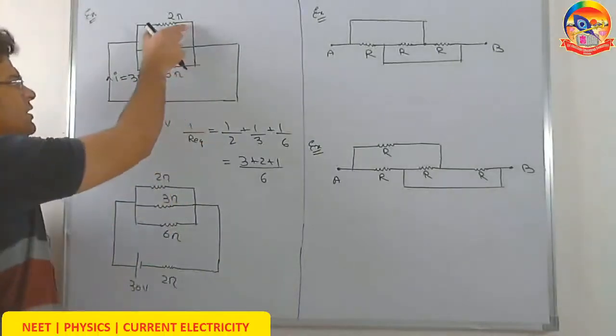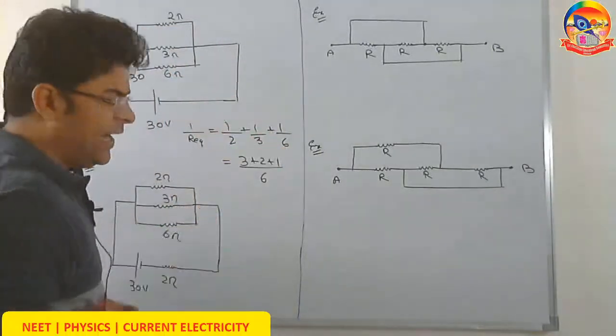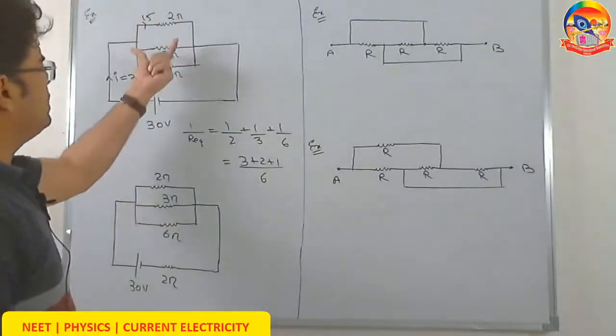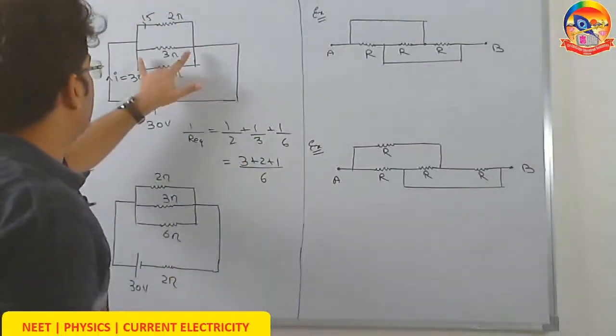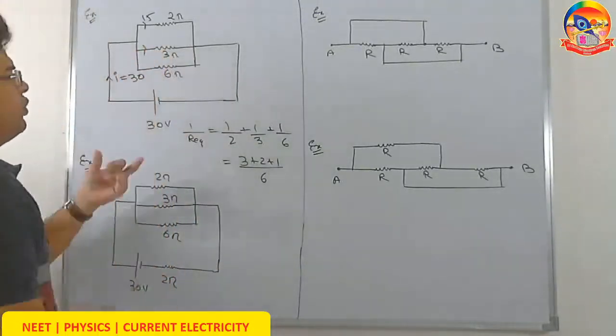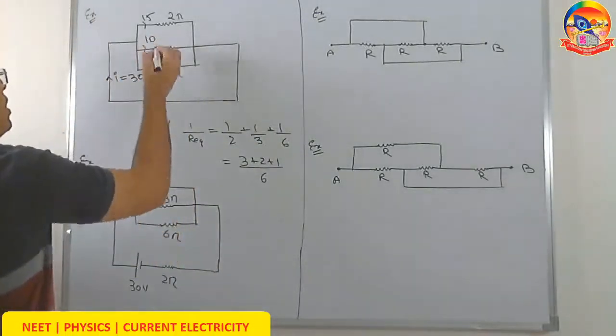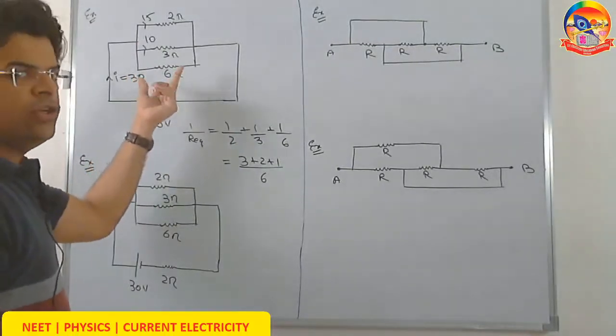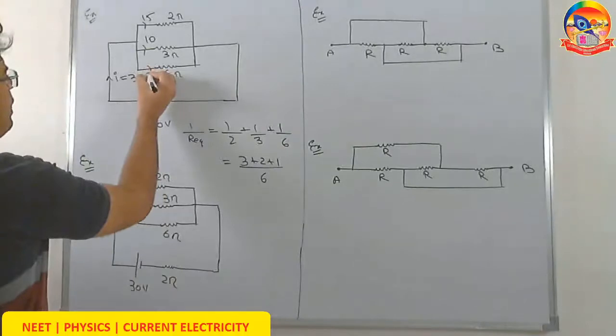If this is a resistance of 2 ohm and potential drop across it is 30, the current flowing has to be 30 by 2, that is 15. If this is a resistance of 3 ohm and potential drop across it is 30, the current has to be 30 by 3, potential drop upon resistor, that will be 10. If this is a resistance of 6 ohm and potential drop across it is also 30, then the current has to be 30 by 6, that will be 5.